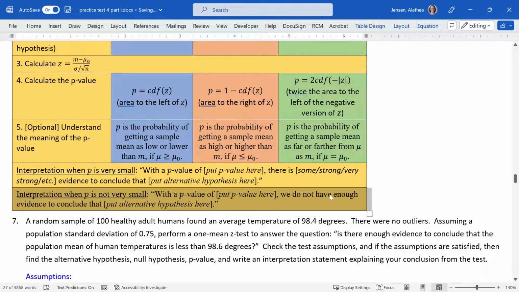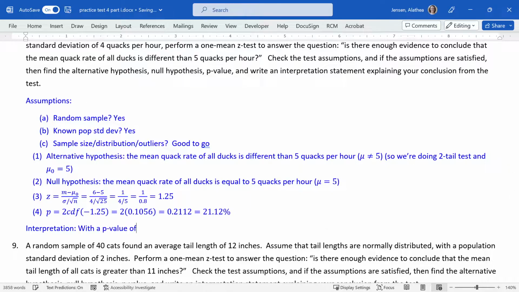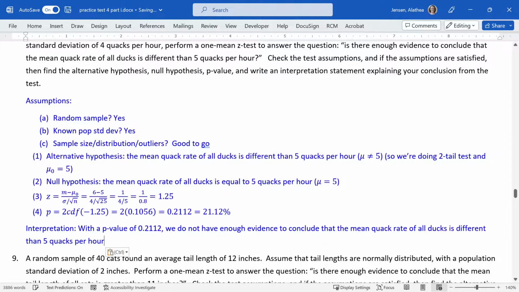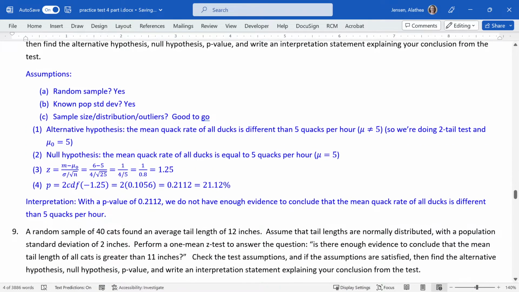With a p-value of whatever it was, we do not have enough evidence to conclude whatever you wanted to conclude. All right, so the interpretation is, with a p-value of 0.2112, we do not have enough evidence to conclude that the mean quack rate of ducks is different than 5 quacks per hour. So even though we got 6 quacks per hour, the standard deviation of 4 quacks per hour is what is causing us to not be able to conclude that it's different than 5. Even though we got 6, which is somewhat different than 5, it is not different enough given that standard deviation.